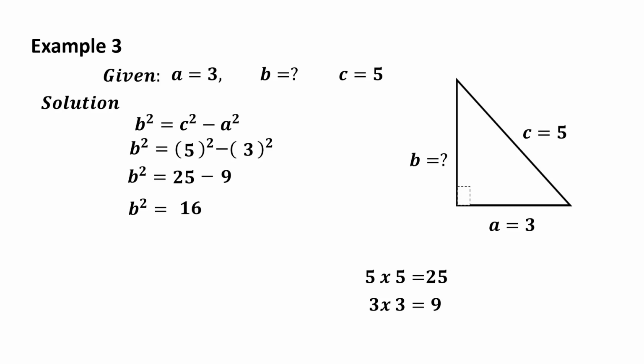Since our target is to find the value of b, we need to remove the square on b by extracting the square root of both sides of the equation. You can now cancel the square and the radical sign. So, we have b is equal to the square root of 16, which is equal to 4. Therefore, the value or length of the b, or altitude, is equal to 4 units.